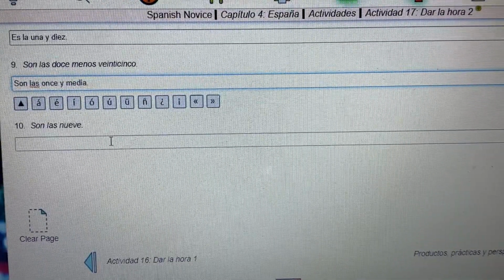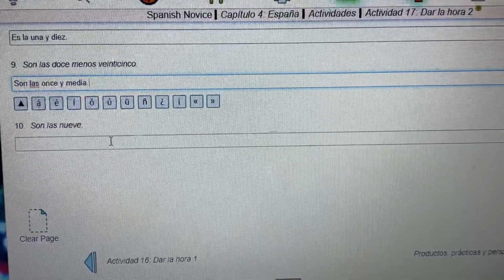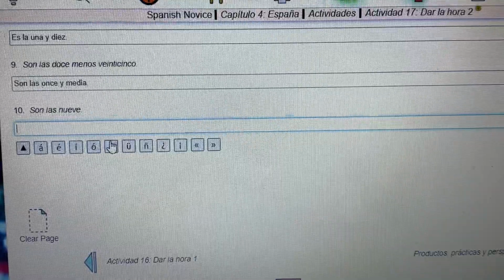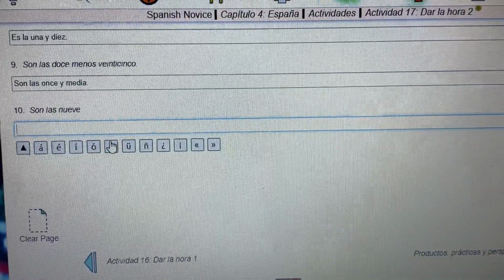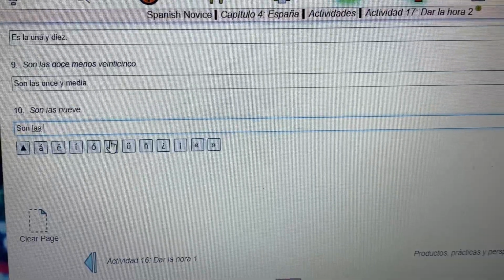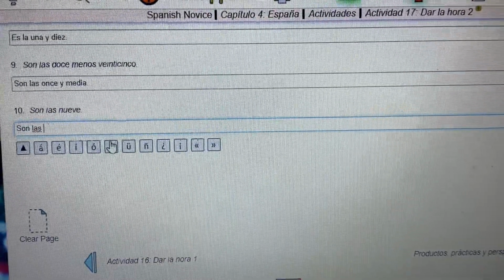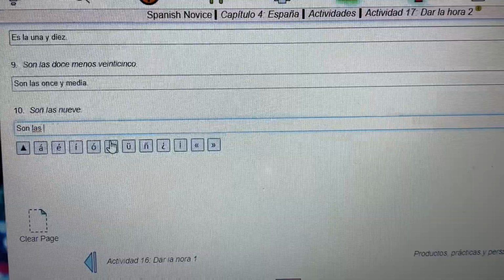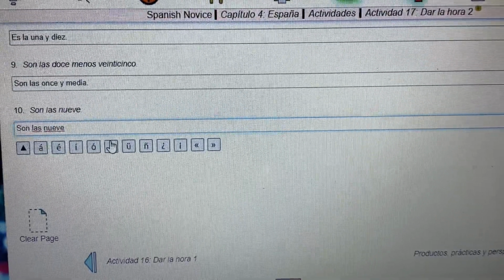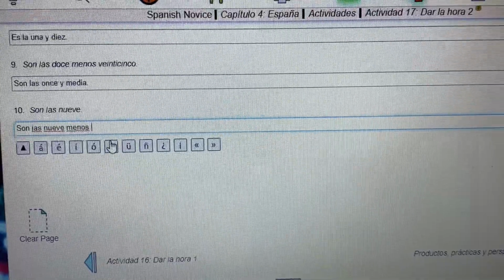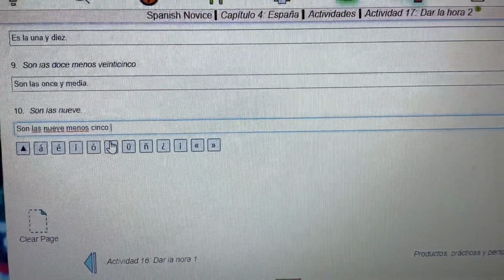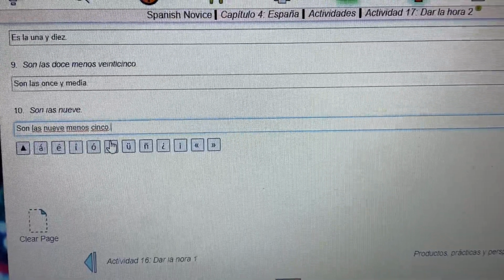And then for number 10, son las 9. It's telling us that it's 9. If we subtract 5 minutes from 9, it becomes 8:55. So that would be son las, because it's 55, our minutes are more than 31. We're going to subtract, so we're going to stay at 9, except we're going to say menos, and we're going to drop those 5 minutes. Son las 9 menos 5.